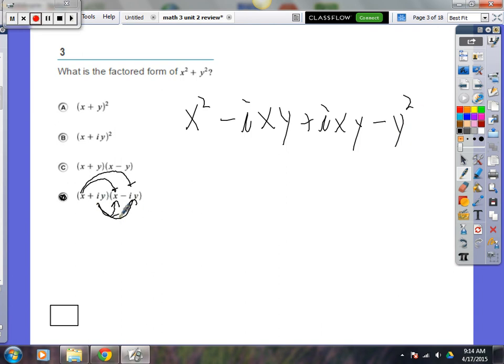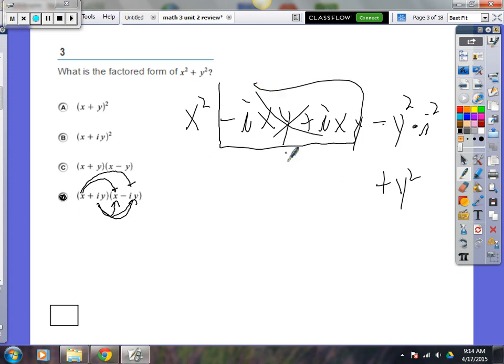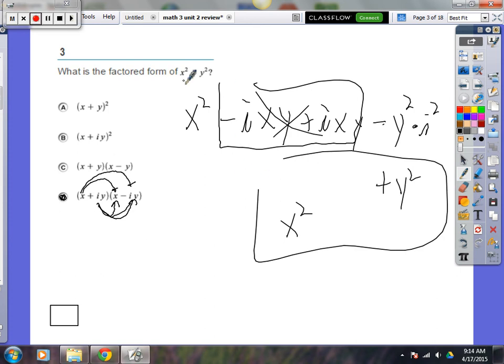But then the imaginary times an imaginary is going to be i squared, but i squared is a negative 1. So negative y squared times a negative 1 is going to turn that to a positive y squared. And these middle terms are going to zero out. So you're going to have x squared plus y squared, which is what you want. The only way to factor a sum of squares is by imaginaries. So you could just work all 4 of those out and see which one matches up.